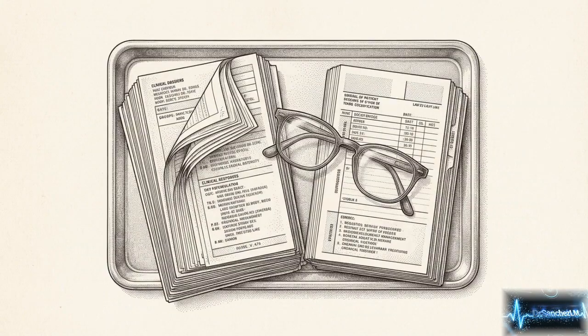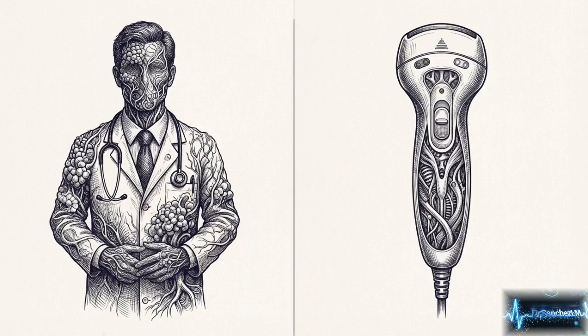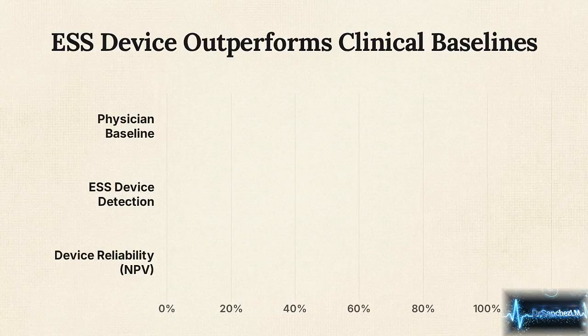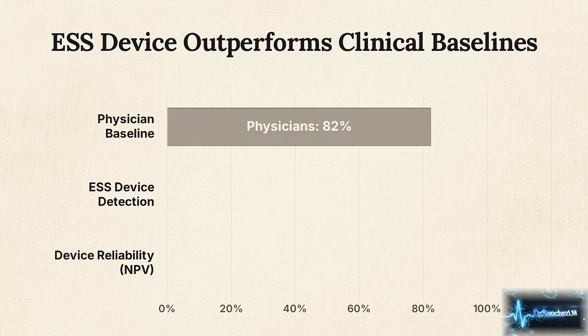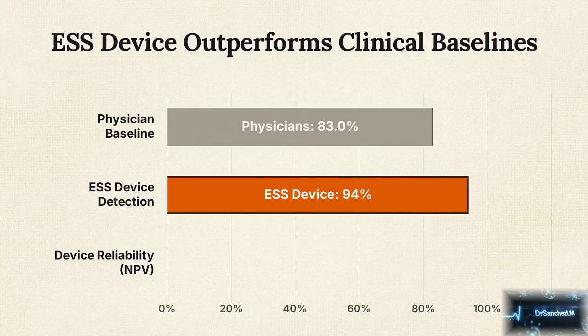To test this in real-world conditions, researchers ran two major clinical trials, DermSuccess and DermAssess-3. They tested an ESS device called DermiSensor directly against the diagnoses of primary care physicians. Looking at this chart comparing the trial results, the physicians correctly identified 83% of the cancers. The ESS device detected 95.5% of them.